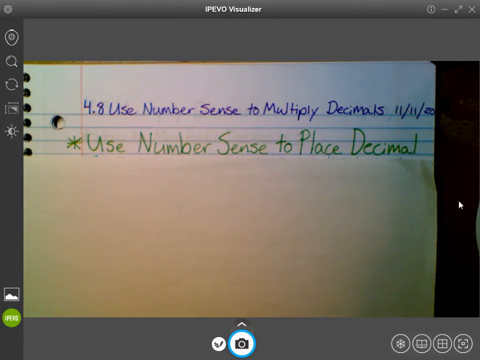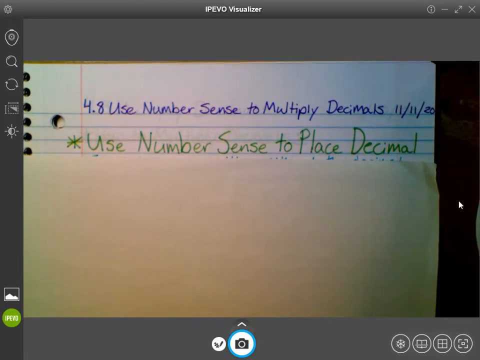And we're also going to practice being given two numbers, being given an answer and deciding, is the decimal in the correct spot? Okay, so we're first going to be placing the decimal ourselves in the answer. So go ahead and label that section, use number sense to place decimal. Give me a thumbs up when you're ready to move on.